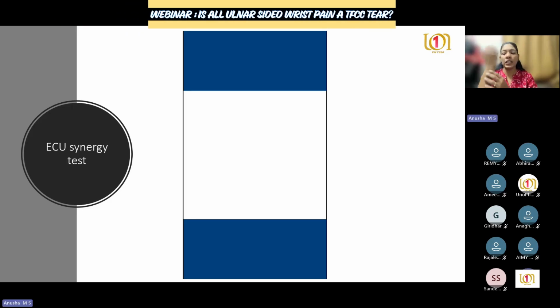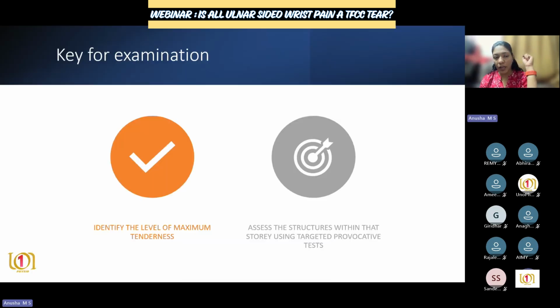So the ECU synergy test, again very important for the extensor carpi ulnaris, we will check by ulnar deviation and resisted abduction. So this is the major structure in the lower story. This is the way we can diagnostically assess wrist injury, mainly ulnar-sided wrist pain. This is different for the radial side. So the key for examination is, whatever test you perform, identify the level of maximum tenderness and identify the structures which propagated the test.